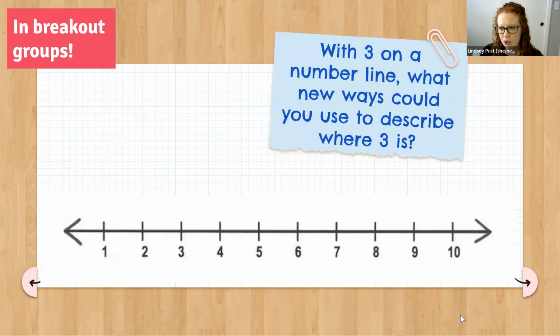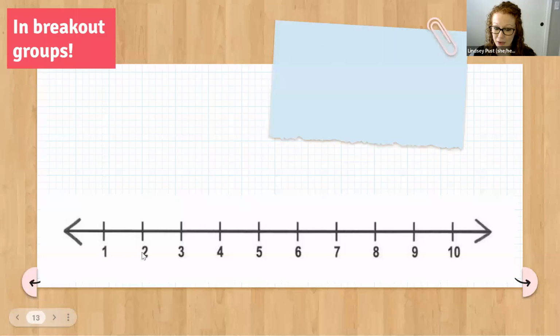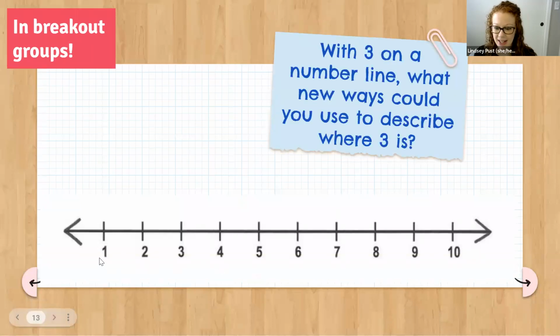So I'm going to now give you a chance in breakout groups to verbally practice using these vocabulary words. Okay, so with 3 on a number line, what new ways could you use to describe where 3 is? Okay, now the number line changed. Now we have a different image. I have more numbers. Okay, I have 1 through 10.